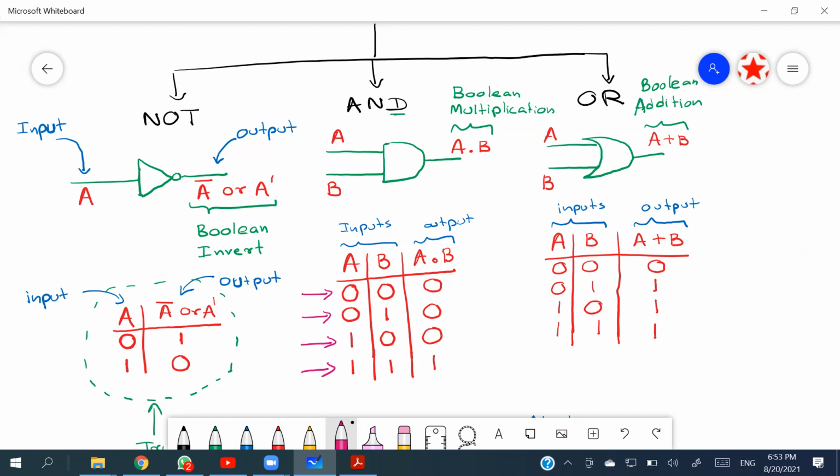We can mix this up. It doesn't matter. It does not do any harm to your output. It is always when 1 and 1 is there, output is 1. When any other combination is there, output will be 0 for the AND gate.